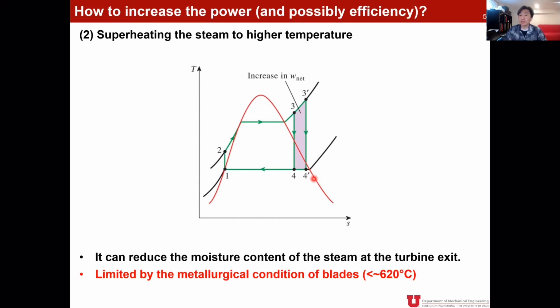However, there is a limit that we have to consider. We cannot keep increasing this superheated steam temperature up and up, because that temperature is the highest temperature of the steam turbine, and that is limited by the metallurgical condition of blades. Typically, that is limited to around 620 degrees Celsius. So what would happen if we exceed that kind of limit in terms of temperature?